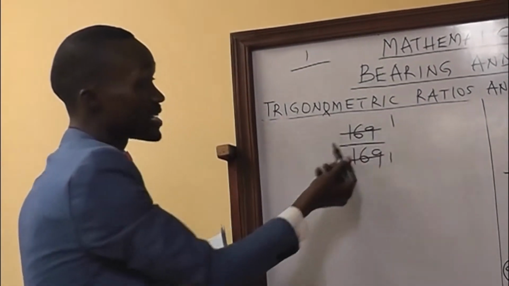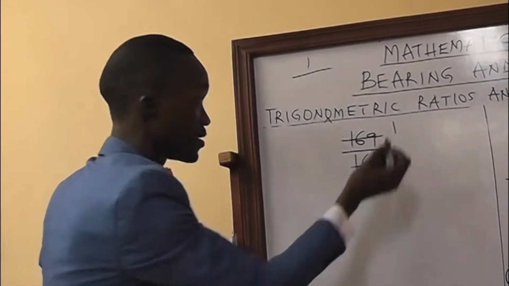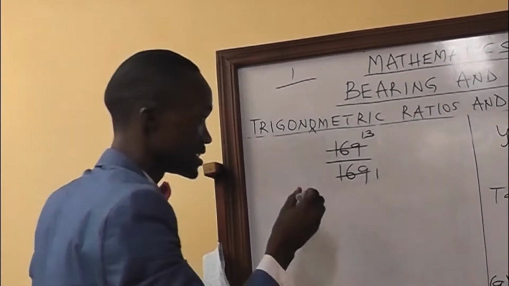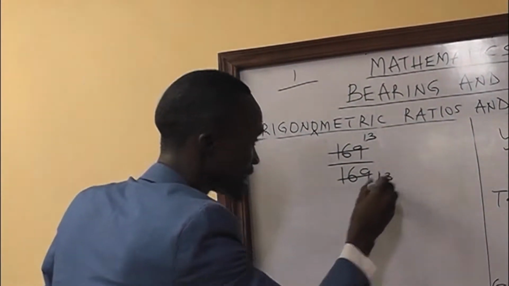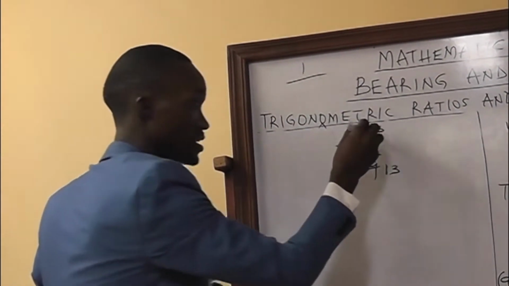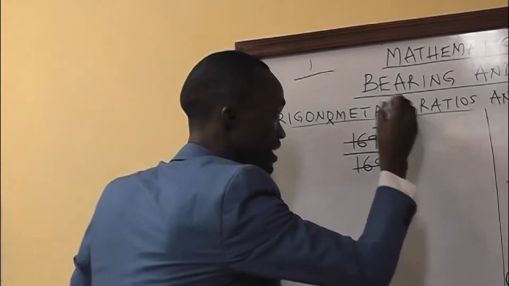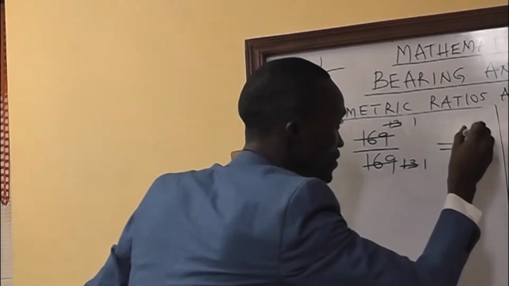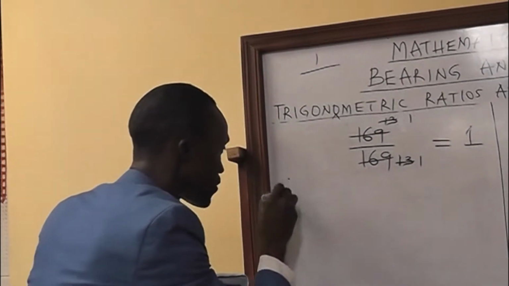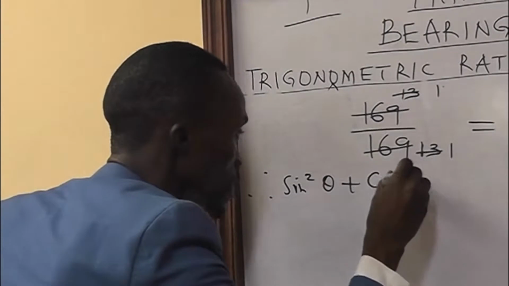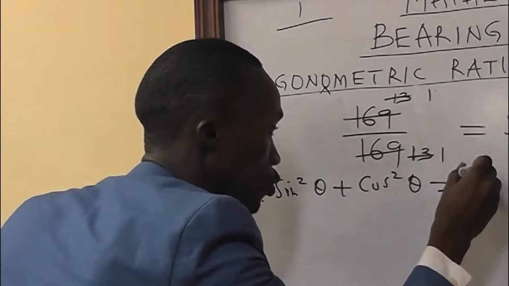From here, 13 can also divide this, let me even use 13. 13 in 13 will give us 13. Now, there's nothing else to use to divide other than 13. So this is 13 in 13, 1. Then 13 in 13, 1. So this one is giving us 1. So therefore from there, sine squared theta plus cos squared theta is equal to 1.